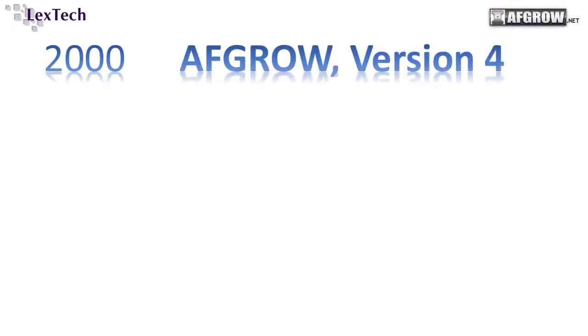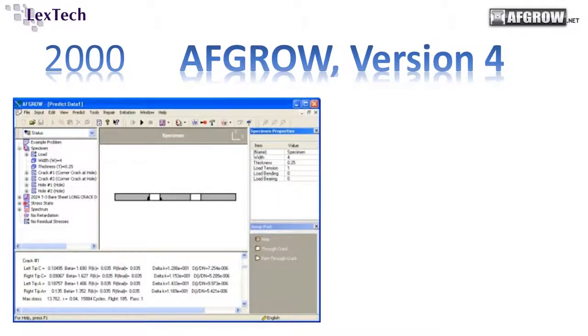In 2000, version 4 came out. It was the first version that included our advanced interface. It had multiple cracks, multiple holes, with the drag and drop jump pad with the specimen properties that you could change.